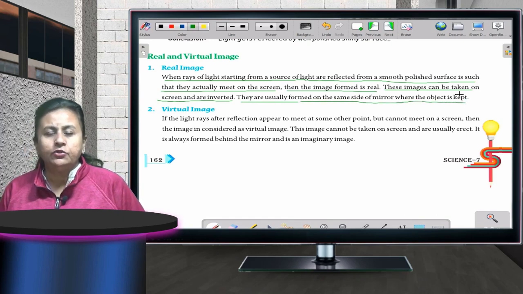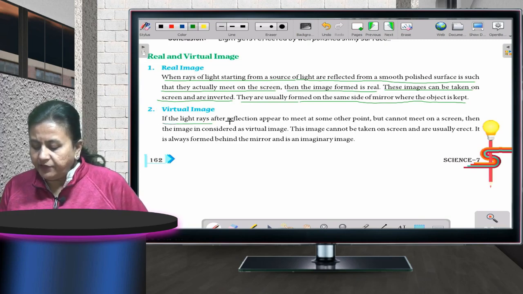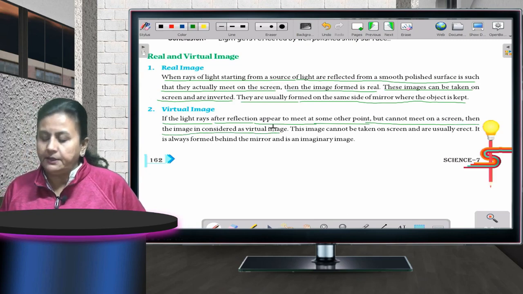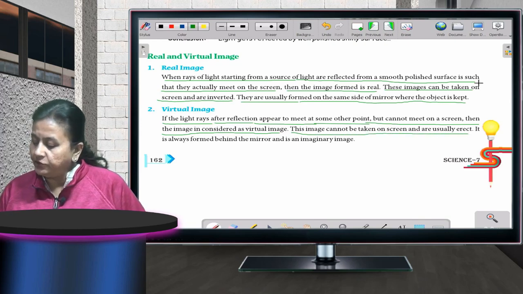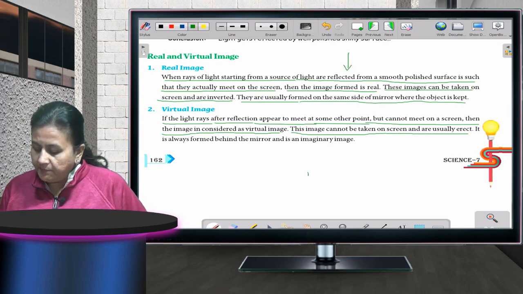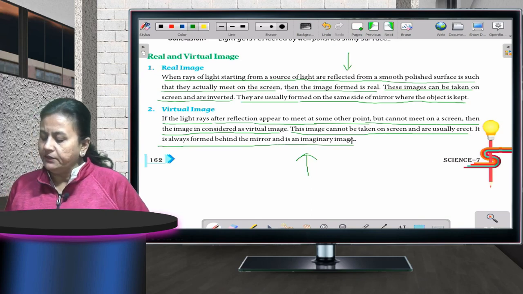On the other hand, the opposite of it is the virtual image. It is not actually meeting, but if the rays after reflection appear to meet at some other point, we do not know the point, but they may appear to, but cannot meet on the screen, then the image is considered a virtual image. This image cannot be taken on a screen and is usually erect. I told you the image is inverted in the real case, and here the image formed is upright. It is formed behind the mirror and is an imaginary image.